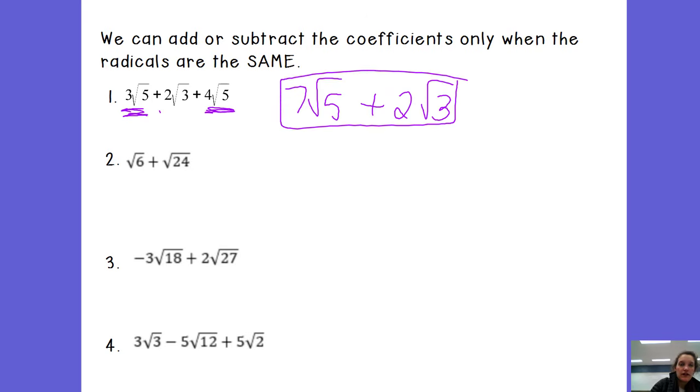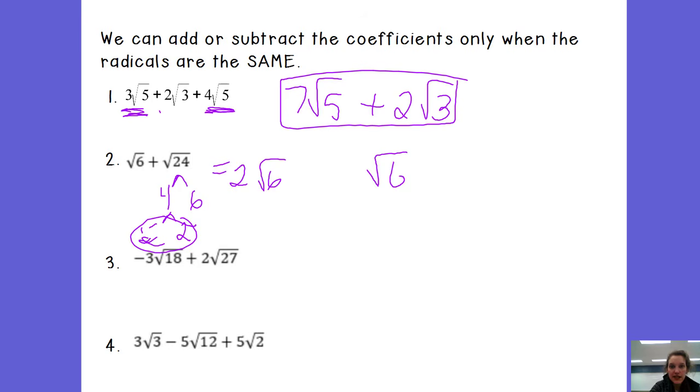Final answer. Okay, root 6 and root 24. Not the same number underneath the radical, so I can't combine them. Except I can simplify square root of 24 further. So always check and see, maybe you can simplify it. 24 is 4 times 6. Well, the square root of 4 is 2, which is 2 times 2, and then you circle the 2's. 2 root 6. So square root of 24 is 2 root 6.